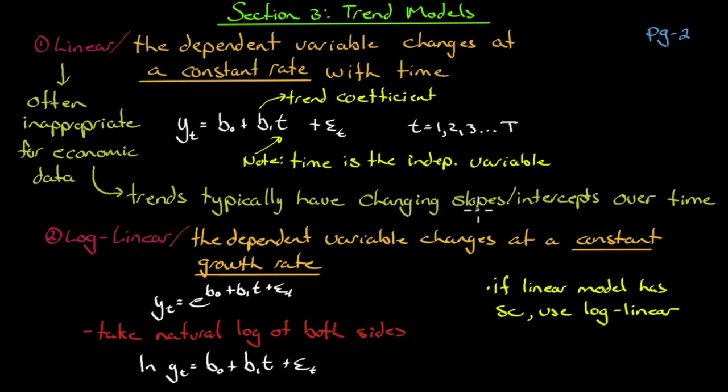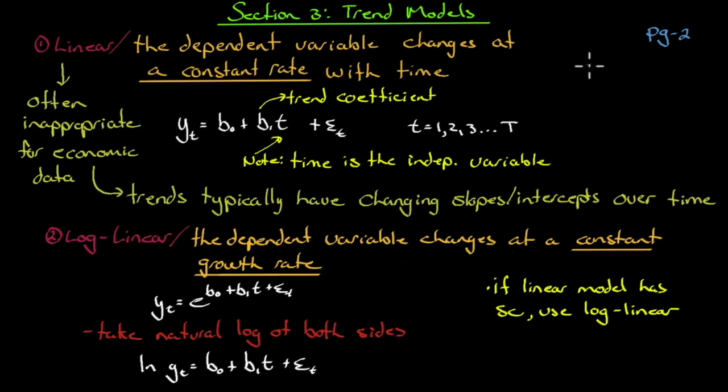So on the last screen I said that if we're going to model trends, it is going to violate the assumptions of linear regression, and this does. What we can do when we model this, if the linear model has serial correlation, is move on to a log linear model. If it doesn't have serial correlation, we kind of got lucky there, but if it does, we move on to a log linear. And here the dependent variable changes at a constant growth rate.